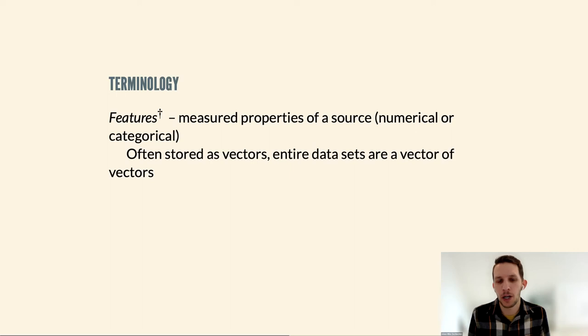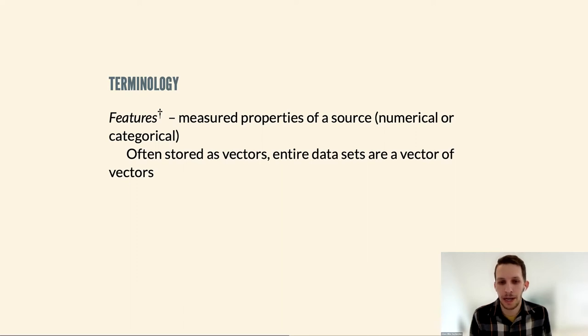Other features can be numerical, and this is just any sort of measurement you might make of a source. Thinking astronomically, this could be what is the G minus R color of a galaxy? What is the luminosity of a star that's been measured by Gaia?